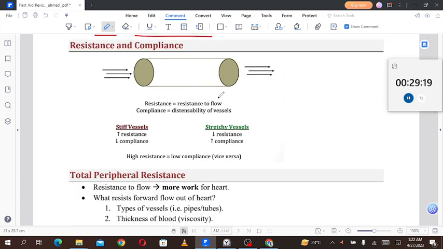Resistance and compliance. Resistance is the resistance to the flow, and compliance is the distensibility of the vessel. So compliance is basically how much a vessel can distend, and the resistance is the resistance to the flow of blood across the blood vessel.